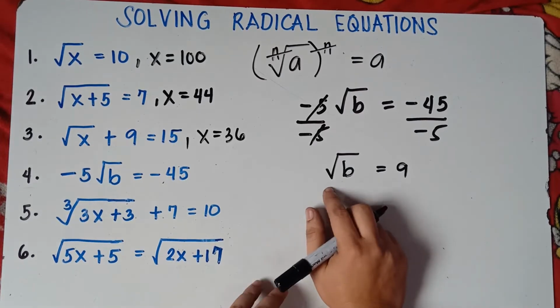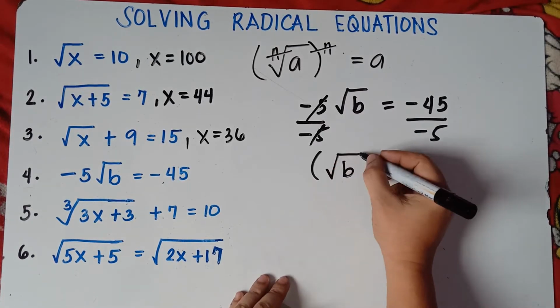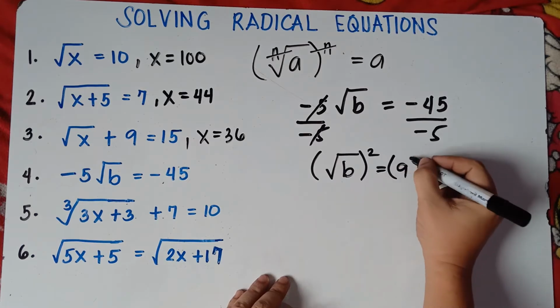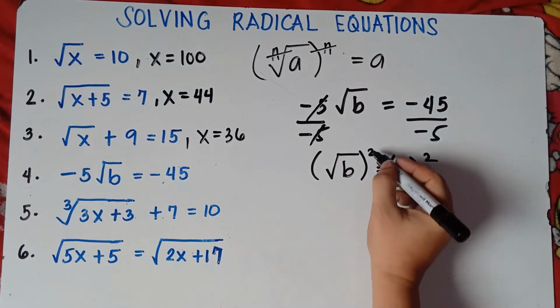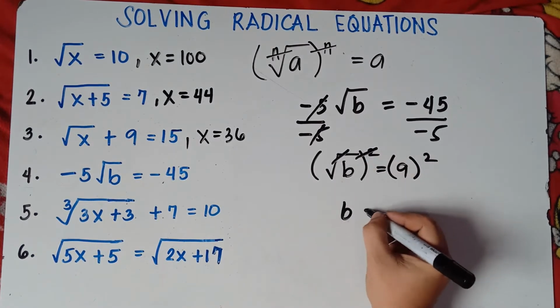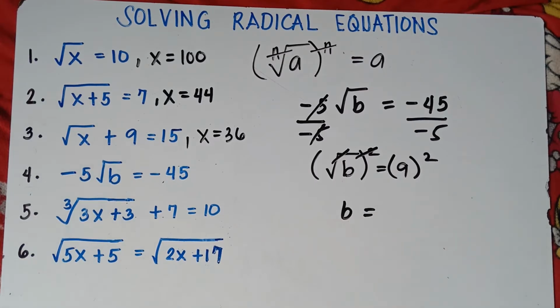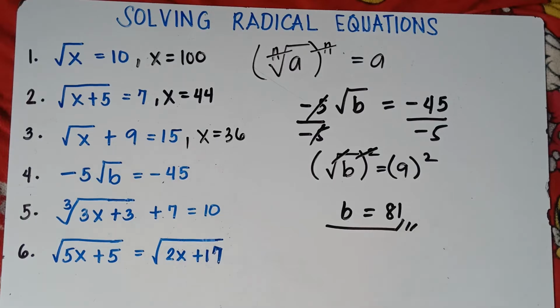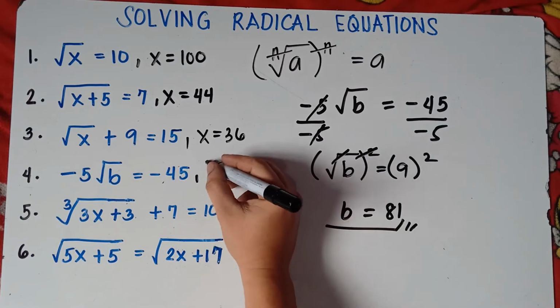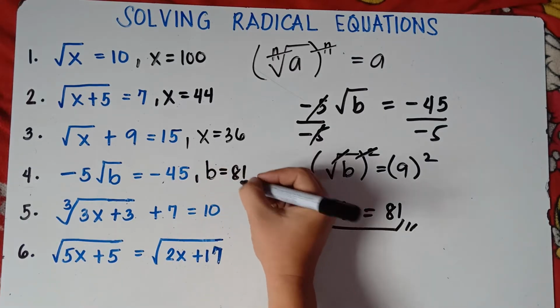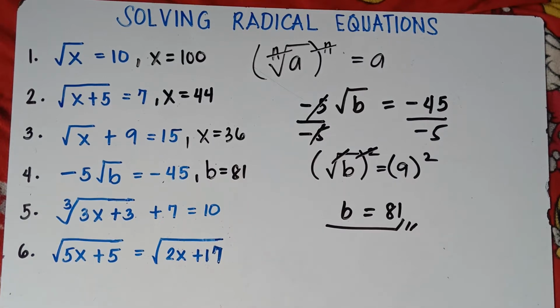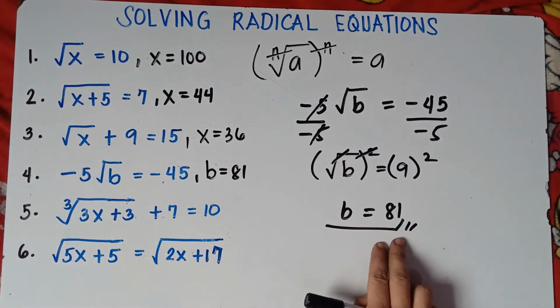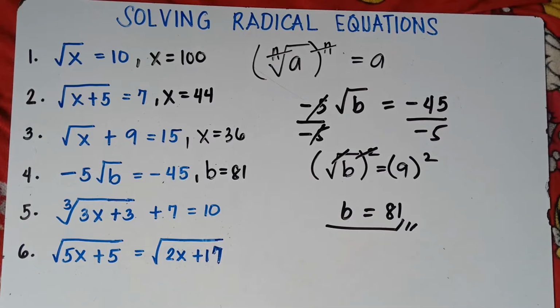Once again, to eliminate this radical symbol, simply get the square. So you square this one and also on the right side. So cancel this out, and this will be b equals the square of 9, that is 81. 9 times 9 is 81. That's it, class. That's the answer there for number 4. Easy, right, for number 4? So once again, we can always substitute this value of b to check if our answer is correct. Let's substitute, class.